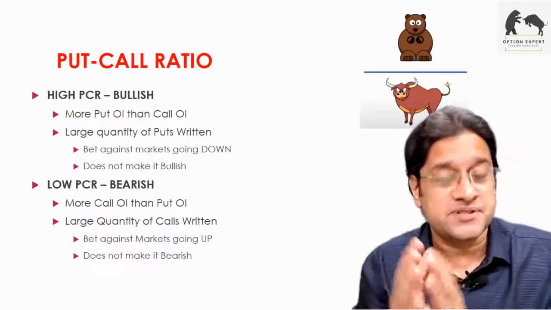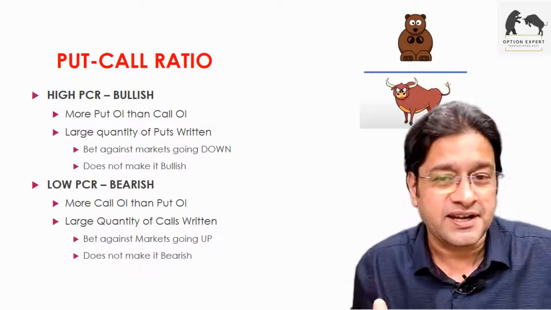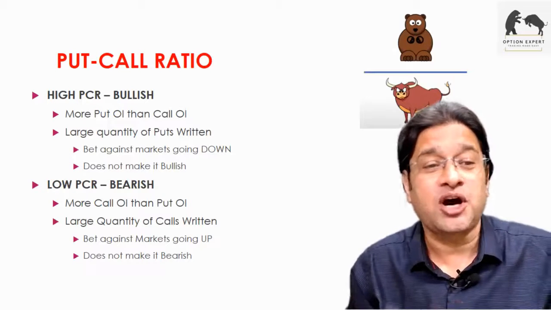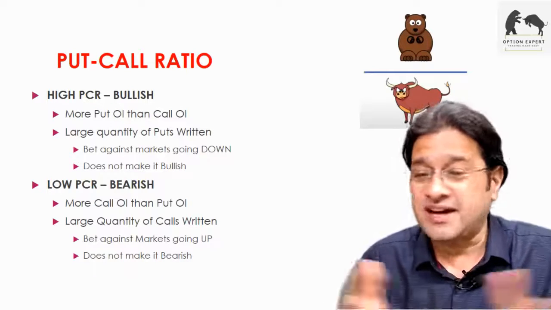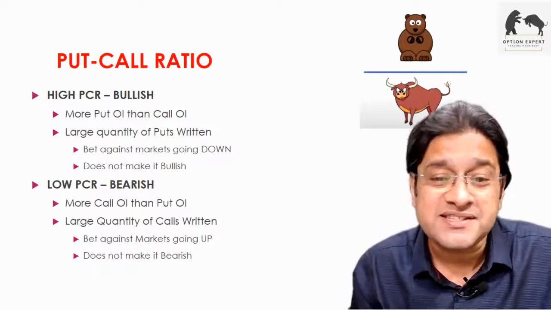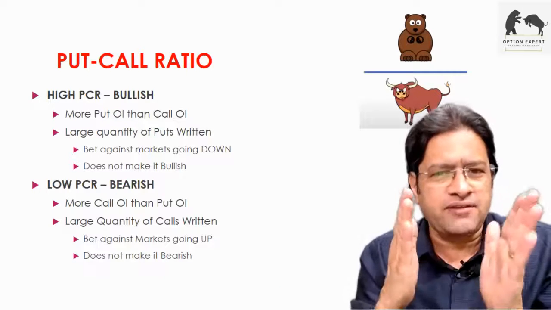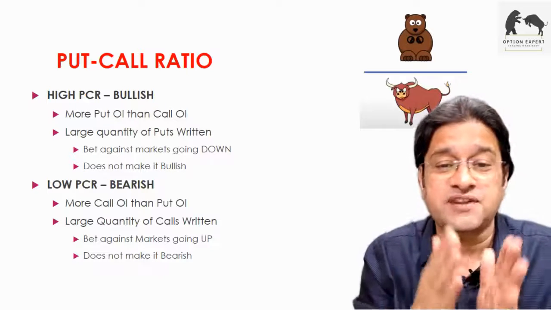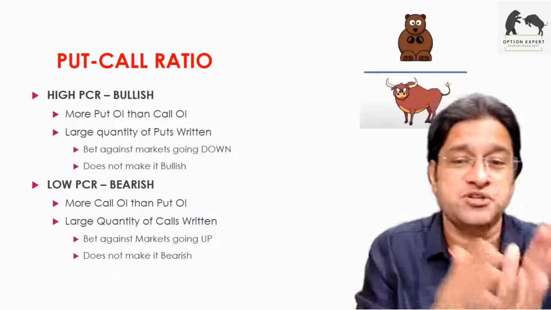For every call writing, how many puts are being written? This is what is called the put call ratio, or PCR in simple words. Higher means more than one. Is there a put for every call? Not necessarily. At any given point of time, it is not necessary that for every call there should be a put, and for every put there should be a call.